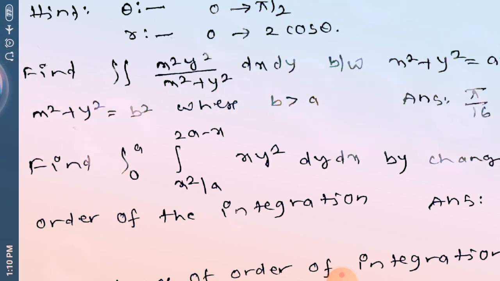X equal to a means somewhere on the x axis a point, you just locate it. And for the next equation, y equal to x square by a. From that, x square equal to ay. It is nothing but a parabola equation. X square equal to ay is a parabola symmetric about the y axis. So just draw one parabola symmetric about the y axis.